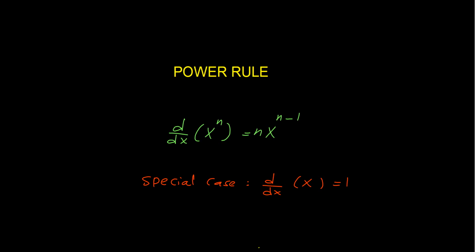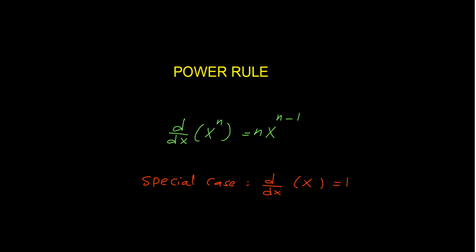Welcome to my channel. In this video we're gonna talk about the power rule, which says the derivative of x to the power n is equal to n times x to the power n minus 1. So we bring this constant down, then we subtract 1. As a special case, the derivative of x is equal to 1.